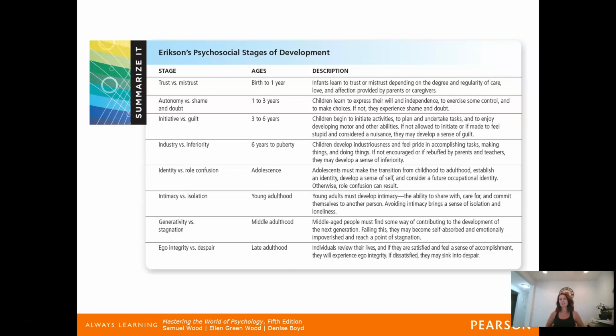Intimacy versus isolation. This is young adulthood. Young adults must develop intimacy, the ability to share with, care for, and commit themselves to another person. So avoiding intimacy brings a sense of isolation and loneliness. So as you can see, if we don't have this, we're not going to be able to really have this. Very important that you see that.